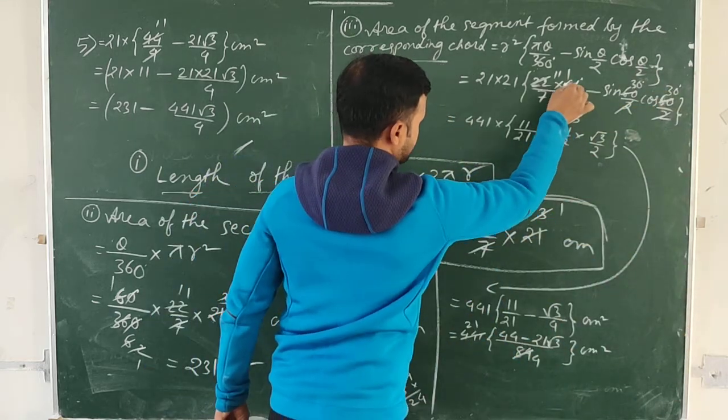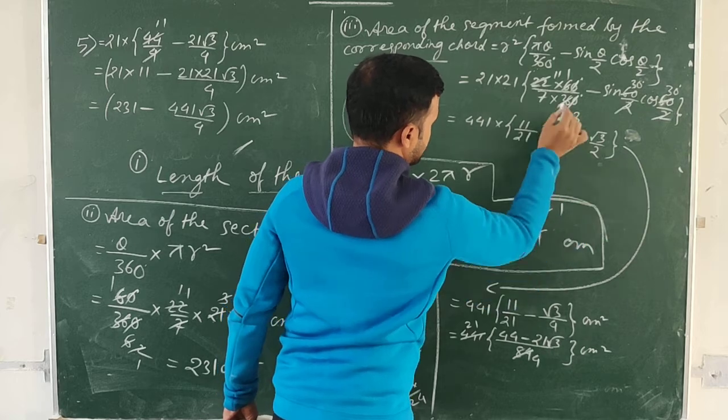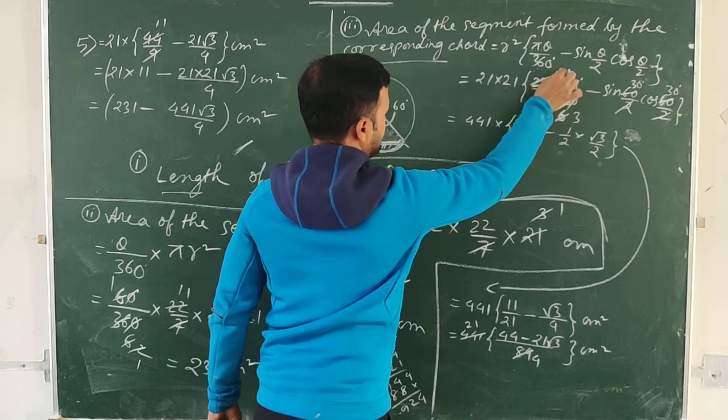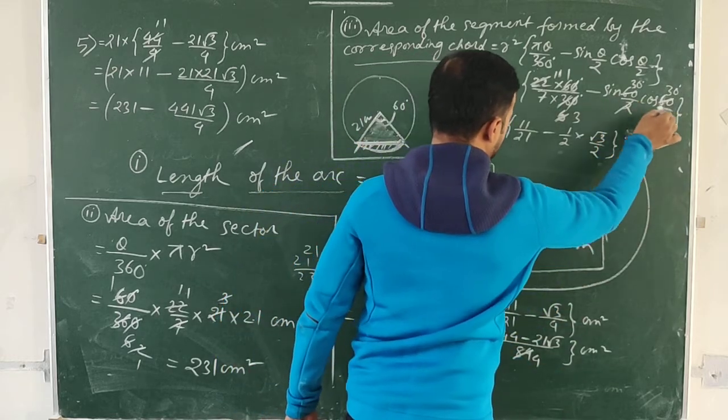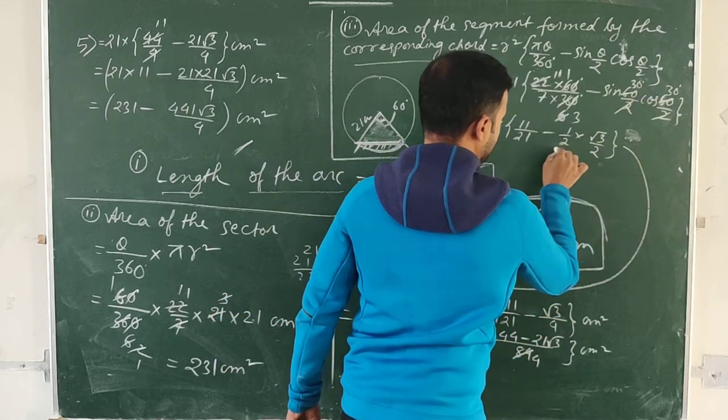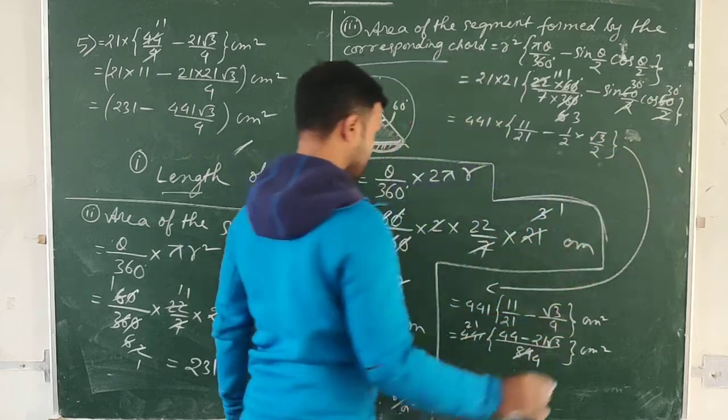So this 0 and 0 is cancelled. With this 6 you cancel 36 6 times. And with this 2 you cancel 22 11 times and 6 3 times. And here 60 by 2, so 30. Sin 30 means 1 by 2. Cos 30 means root over 3 by 2.